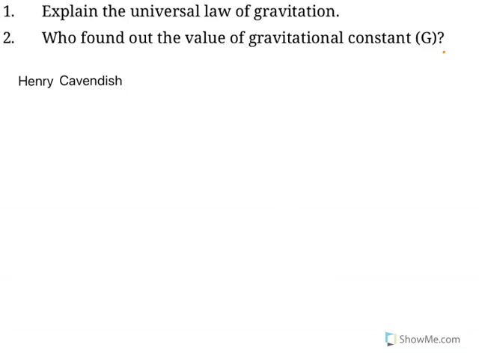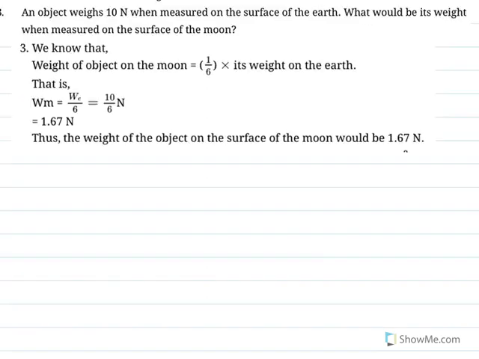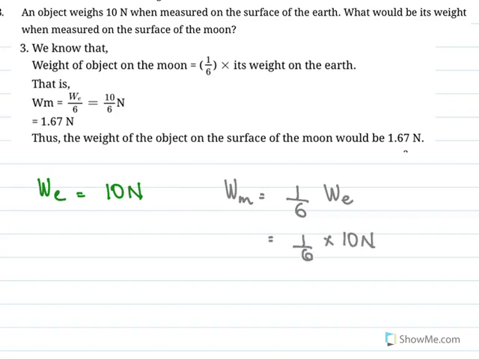Who found out the value of the gravitational constant? That is Henry Cavendish. An object weighs 10 newtons when measured on the surface of the earth. So the weight on the earth is 10 newtons. What would be its weight when measured on the surface of the moon? Now we know the weight on the moon is 1/6 the weight on the earth. So this would be 1/6 into 10 newtons, which is 1.67 newtons.